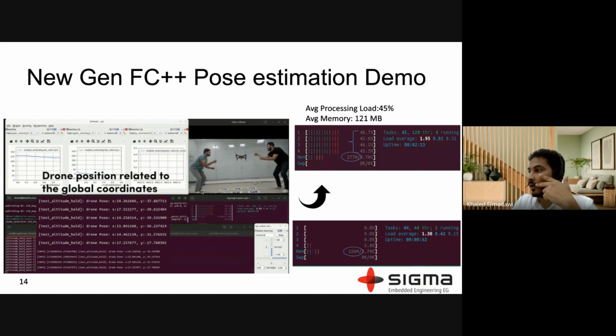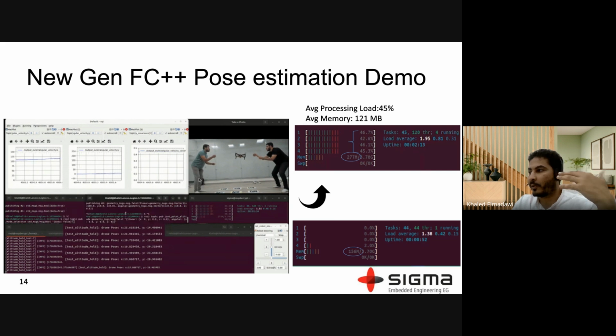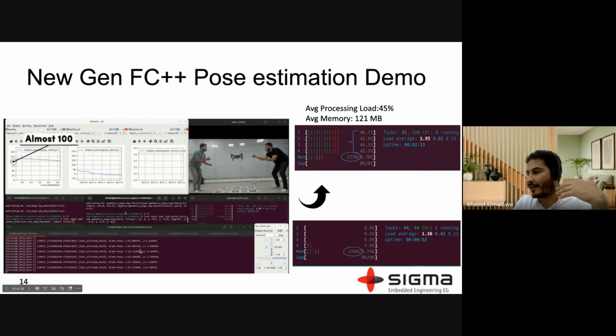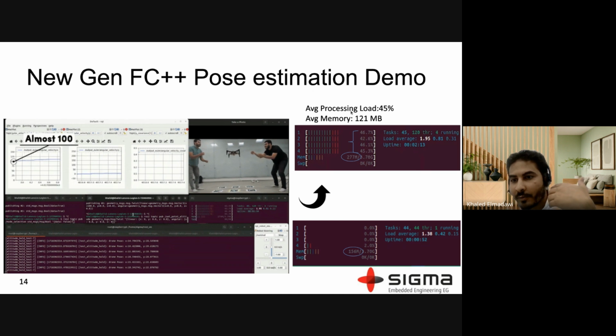So there are many things here that are not optimized, so we can go lower than 45% in such case. And as you can see here, it can make an estimate for the pose itself in the order of centimeters somehow. So I hope this answers your question.